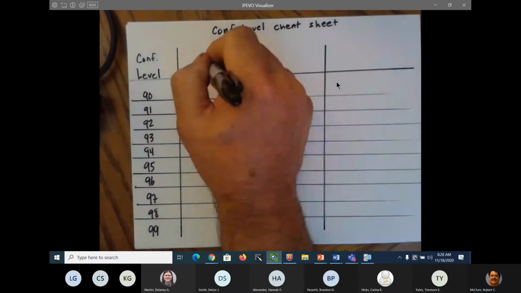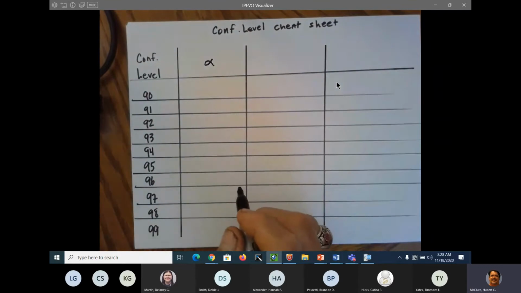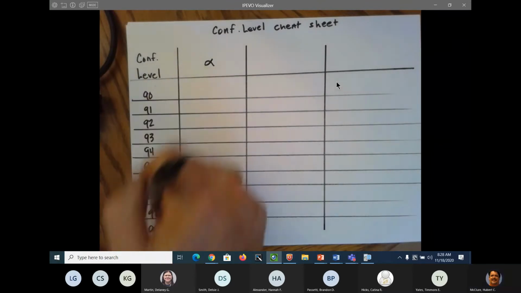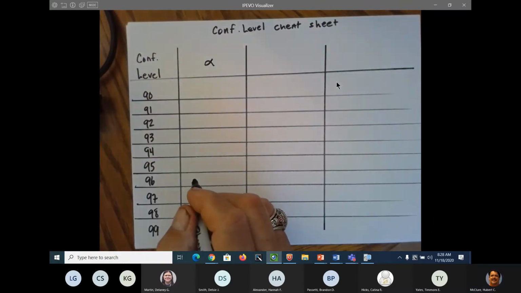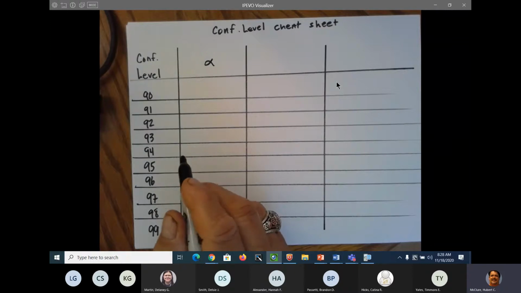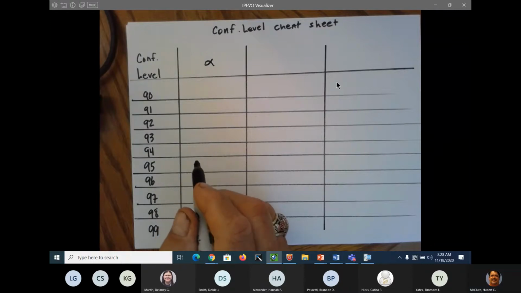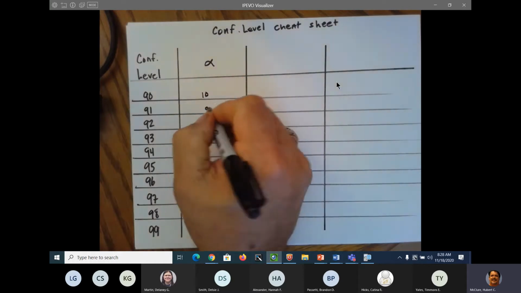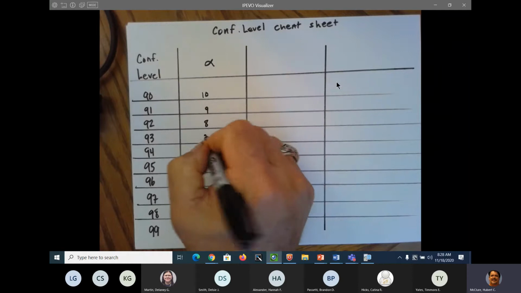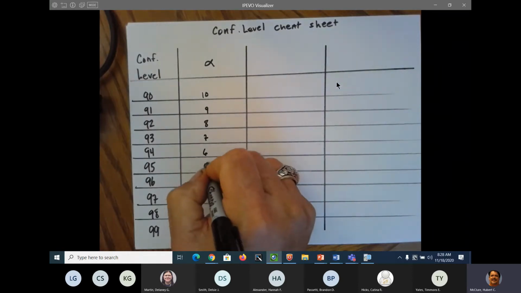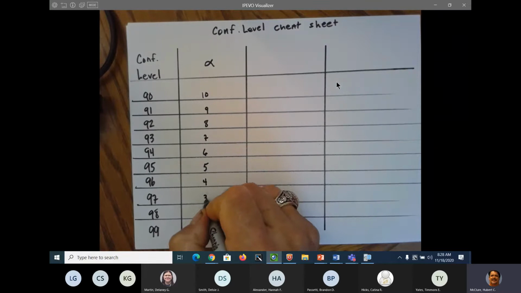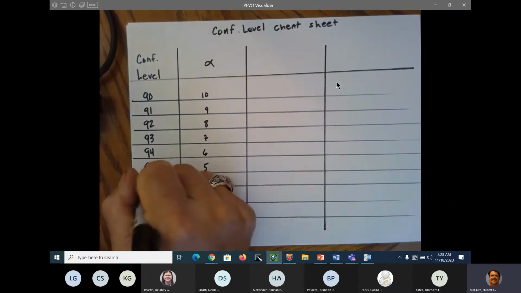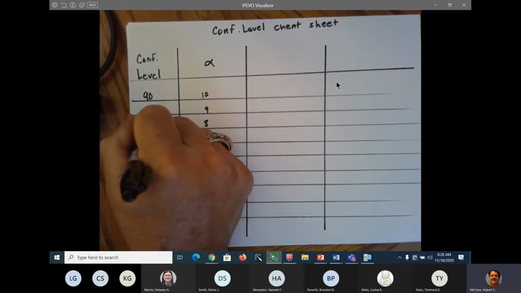Alpha. Alpha is going to be 1 minus your confidence level. Actually, these are supposed to be decimals, but we're going to do, this will be 10, this will be 9, 8, 7, 6, 5, 4, 3, 2, and 1. Technically, let's go ahead and make them decimals because it'll make more sense.